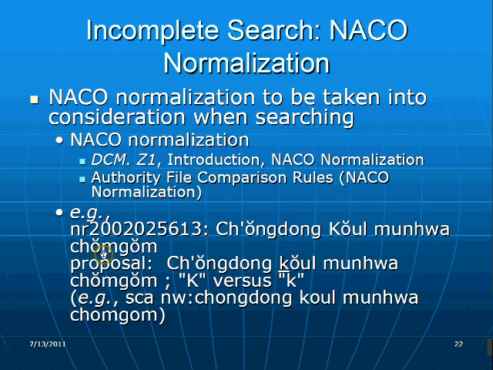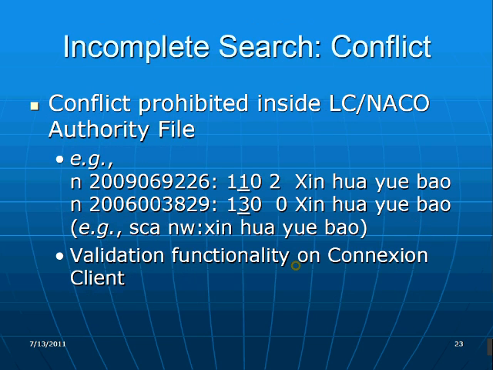An example is this. When there is an authority record, Chongdong called Munhua Chonggong with K in uppercase, you may not propose a separate authority record with K in lowercase, because K in uppercase and K in lowercase would normalize the same.